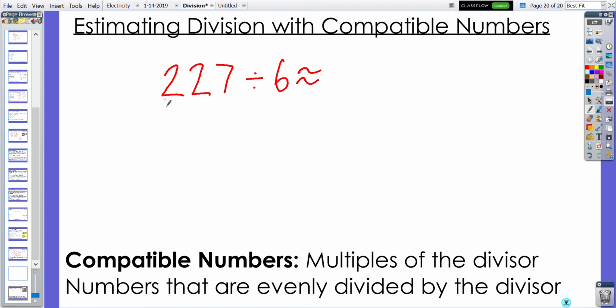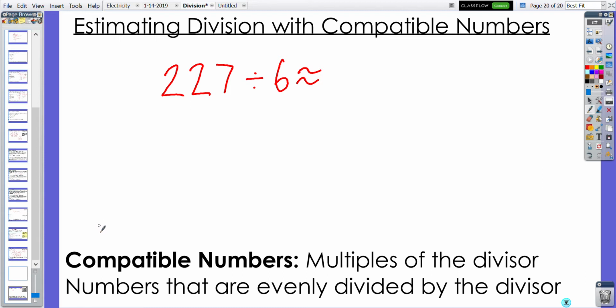Instead, what we're going to do is look at our dividend, which in this case is 227 right here. And we are also going to look at our divisor, in this case 6, and decide, well, what compatible number can we estimate 227 to? So, quick review of what compatible numbers are.